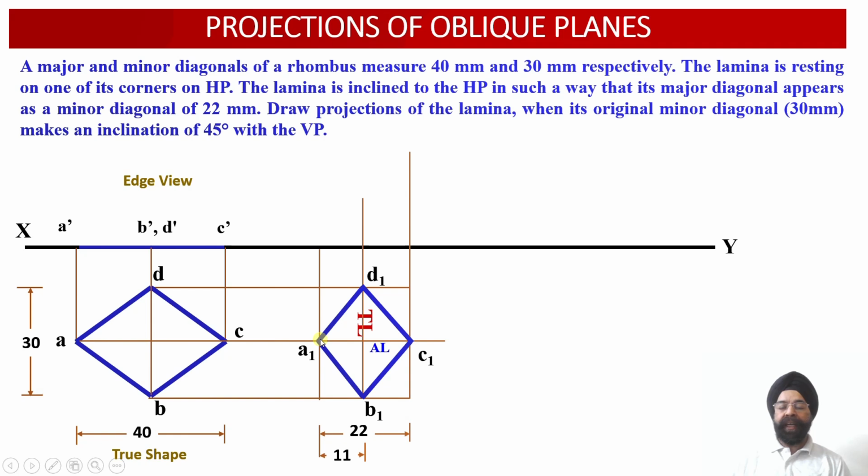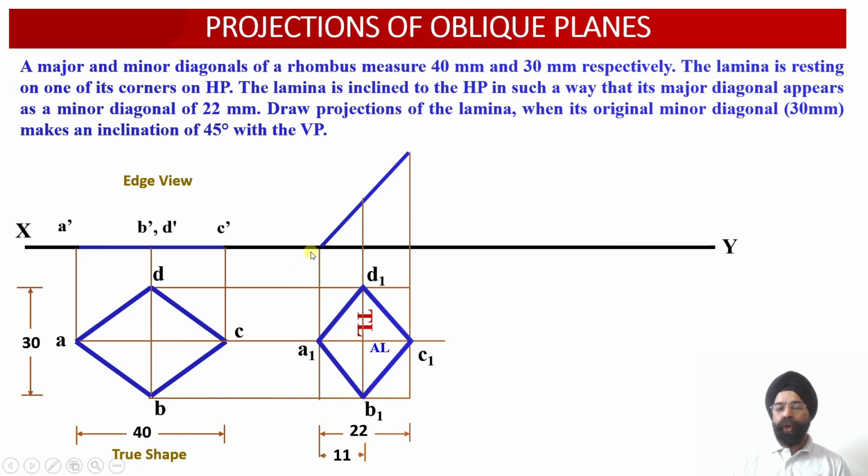Now, having obtained this apparent length of 22 millimeter corresponding to the original major diagonal, we have to orient or incline this diagonal in such a way that we obtain the reduction from 40 millimeter to 22 millimeter in the top view projection over here. So if this original major diagonal A1 C1 is parallel to the vertical plane, in the front view we should be able to obtain the true length of this projection A1 C1 in the front view projections over here.